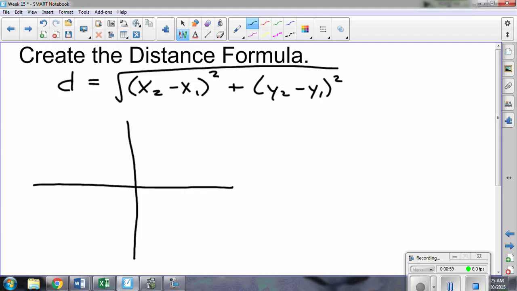Consider this. We could have a point right here, x1, y1. And we could have a point over here, x2, y2. What is the distance in between those 2 points? As I'm sure you recall, the shortest distance between any 2 points is the straight line. So essentially, we're saying what is the length of this line segment. That's what the distance formula does for us.